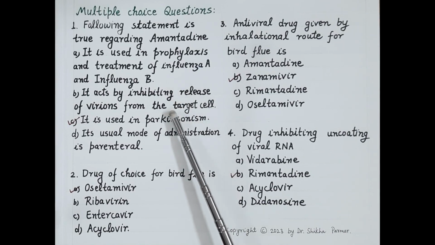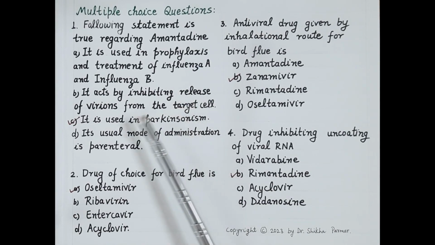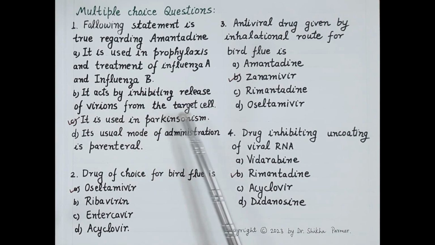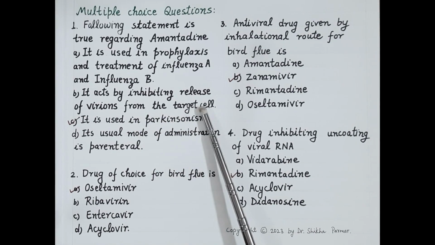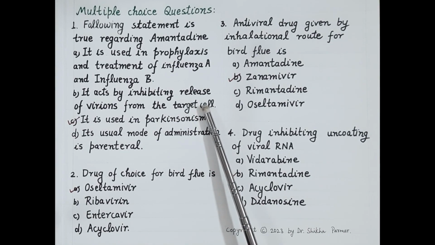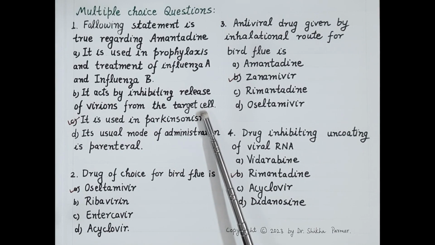Then, amantadine acts by inhibiting release of virions from the target cell. So what is the mechanism of action of amantadine? Amantadine blocks the M2 proton ion channels and that prevents uncoating of the virus. So this statement is also not correct. Amantadine produces its anti-influenza action by preventing the uncoating of the virus.